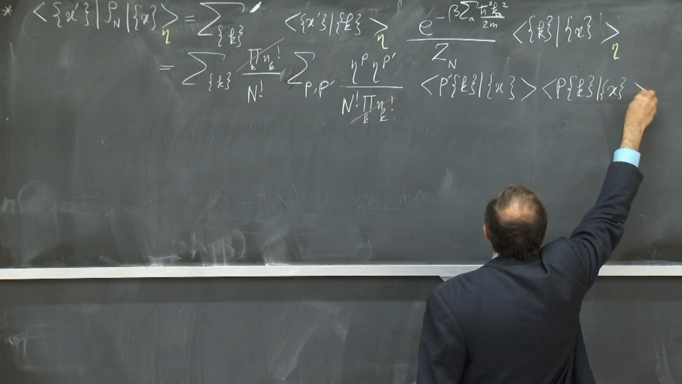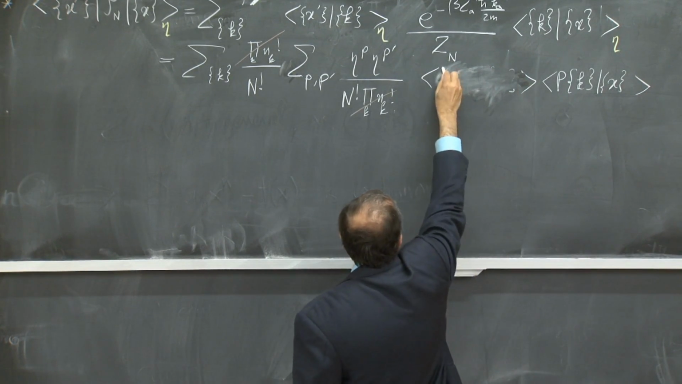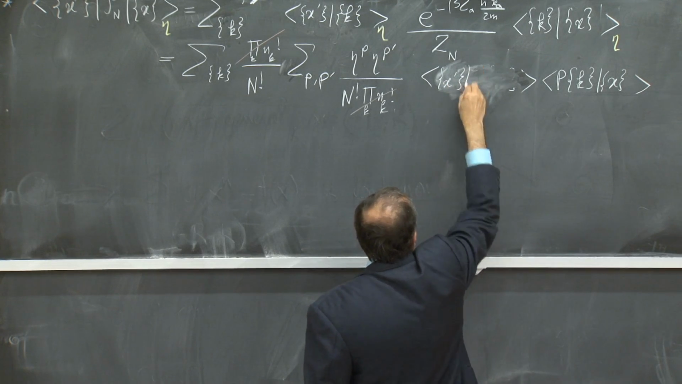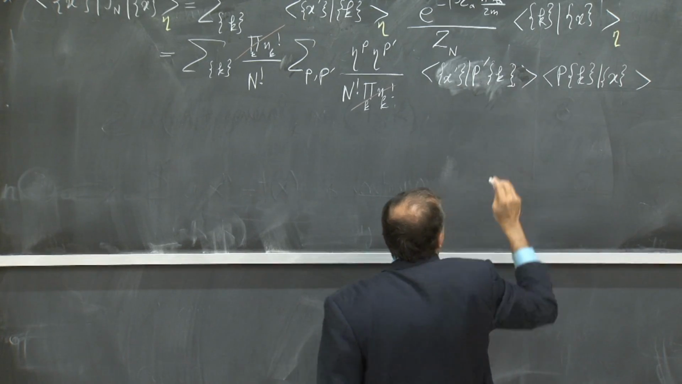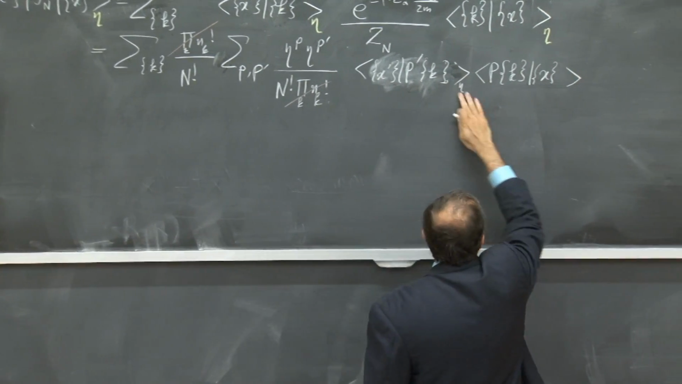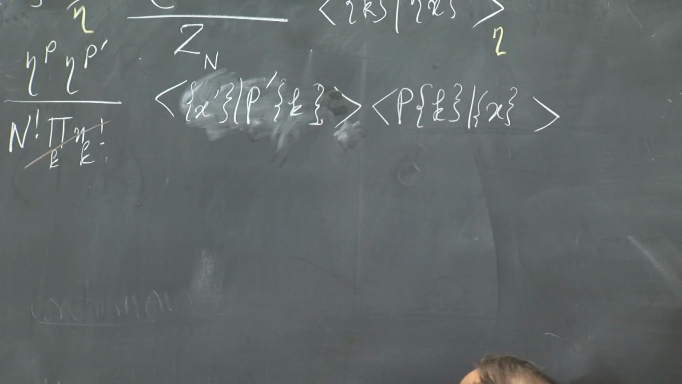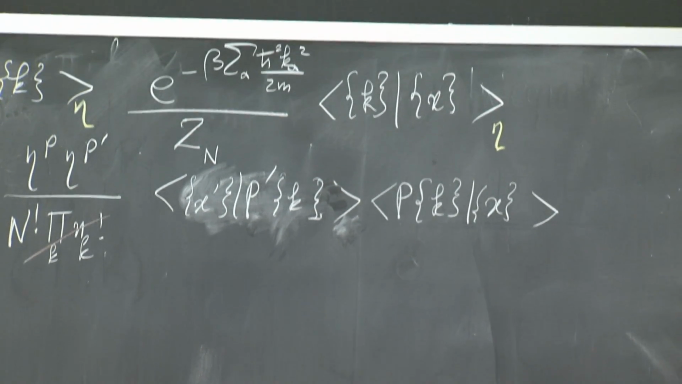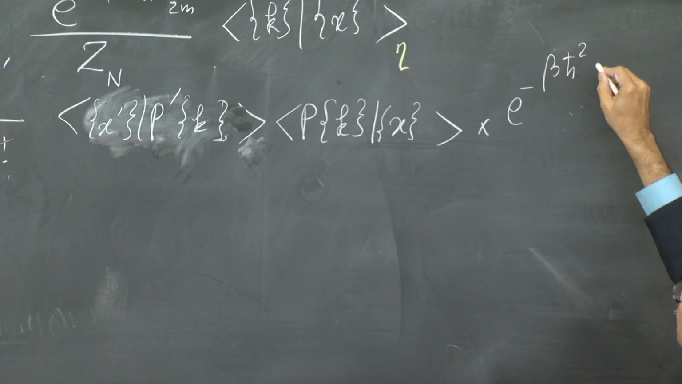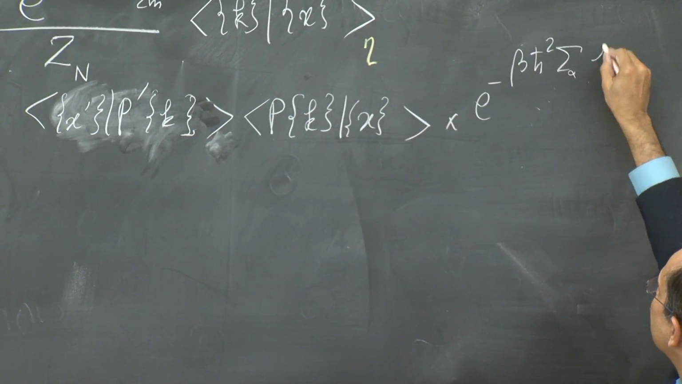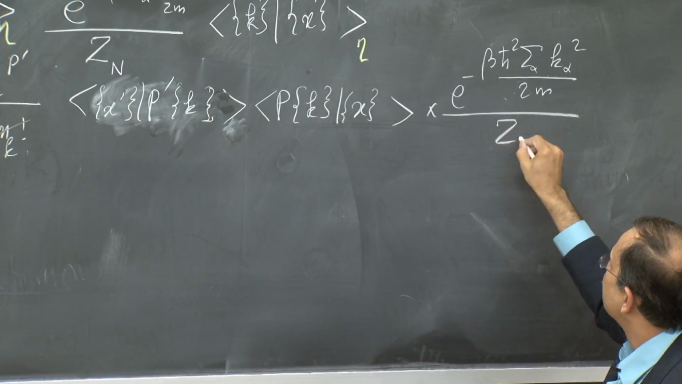I guess the first one I got wrong. I start with x prime, go through p prime to k. And again, symmetries are already taken into account. I don't need to write that. And I have the factor of e to the minus beta h bar squared sum over alpha k alpha squared over 2m divided by Zn.